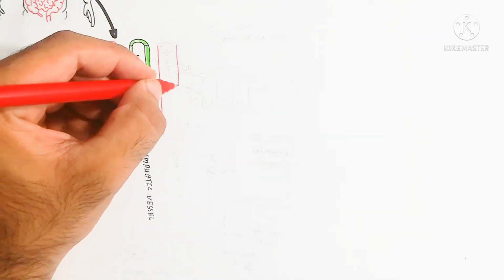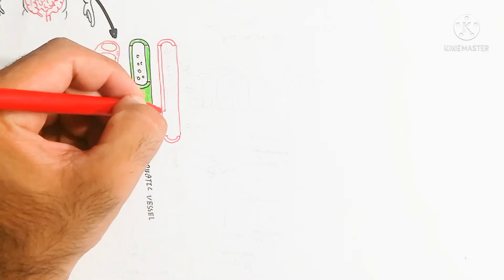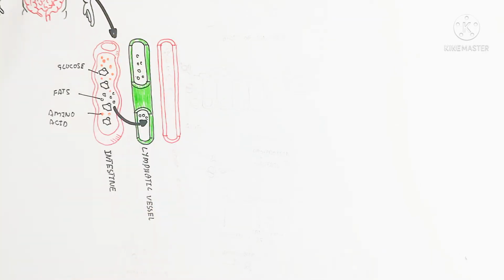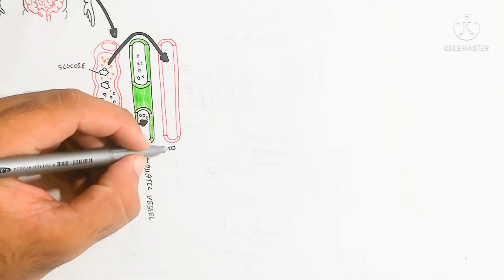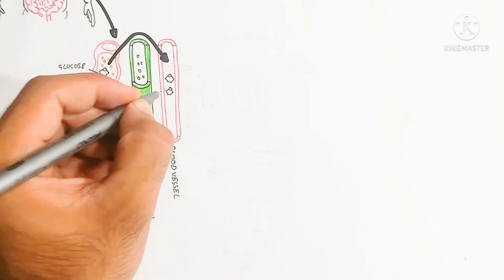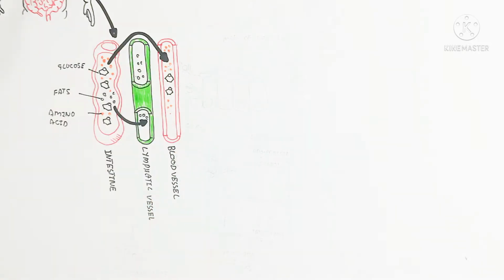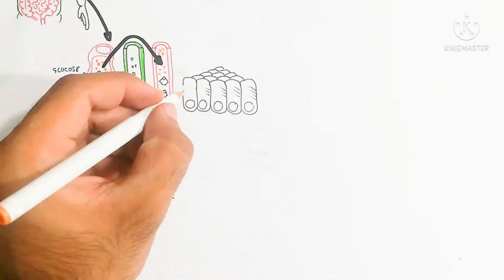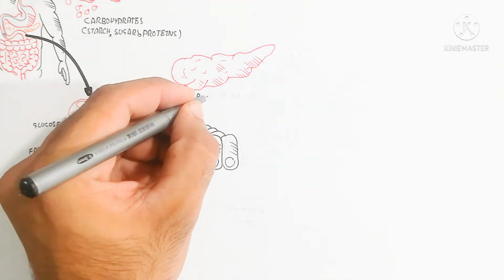So after the digestion is complete in the duodenum, simple sugar will be formed as well as simple amino acids. This glucose will enter the bloodstream directly, but the fat is also present in the form of globules and droplets. These droplets will enter first into the lymphatic system and then go into the bloodstream.